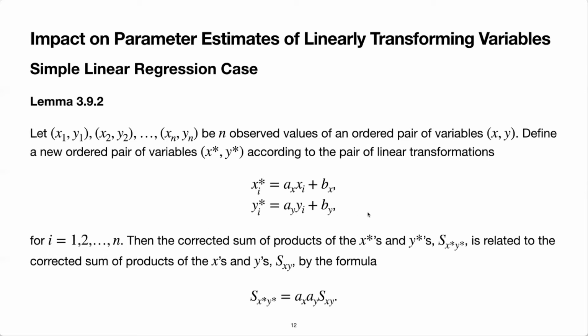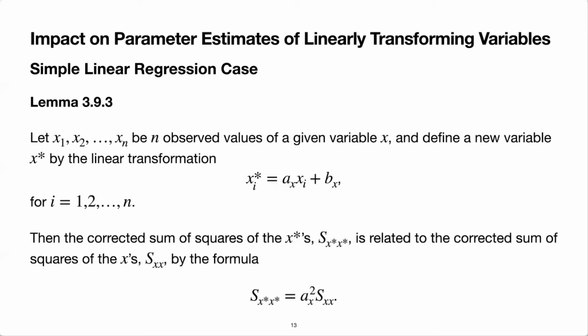The corrected sum of products of the x stars and the y stars, which we will denote by s sub x star y star, is related to the corrected sum of products of the x's and the y's, which again was denoted by s sub xy, by the following formula. So the corrected sum of products s sub x star y star is equal to a sub x times a sub y times the corrected sum of products of the x's and the y's. So that's, again, another fairly straightforward and simple result, but it's going to be useful in what we do coming up.